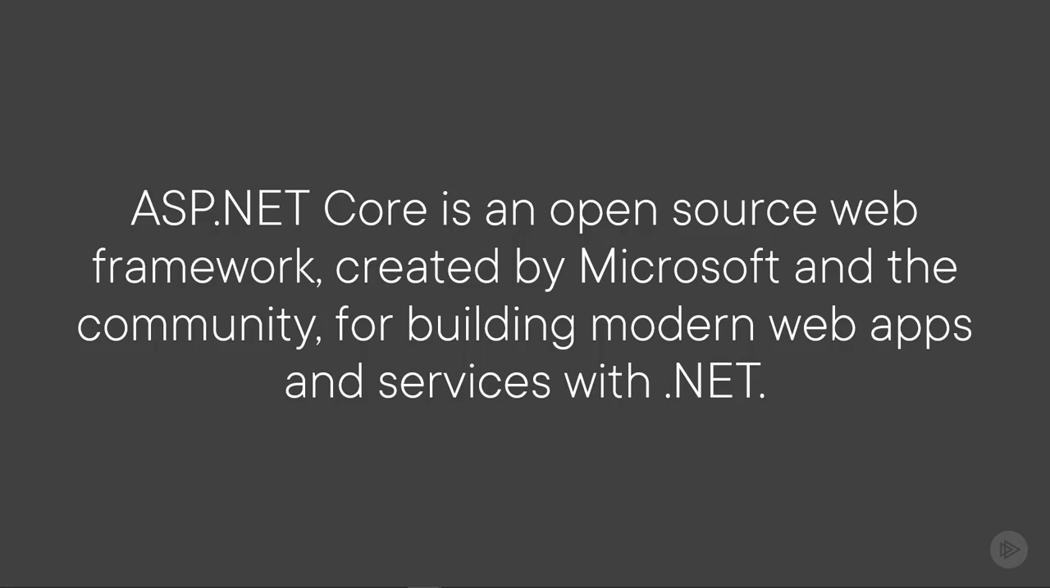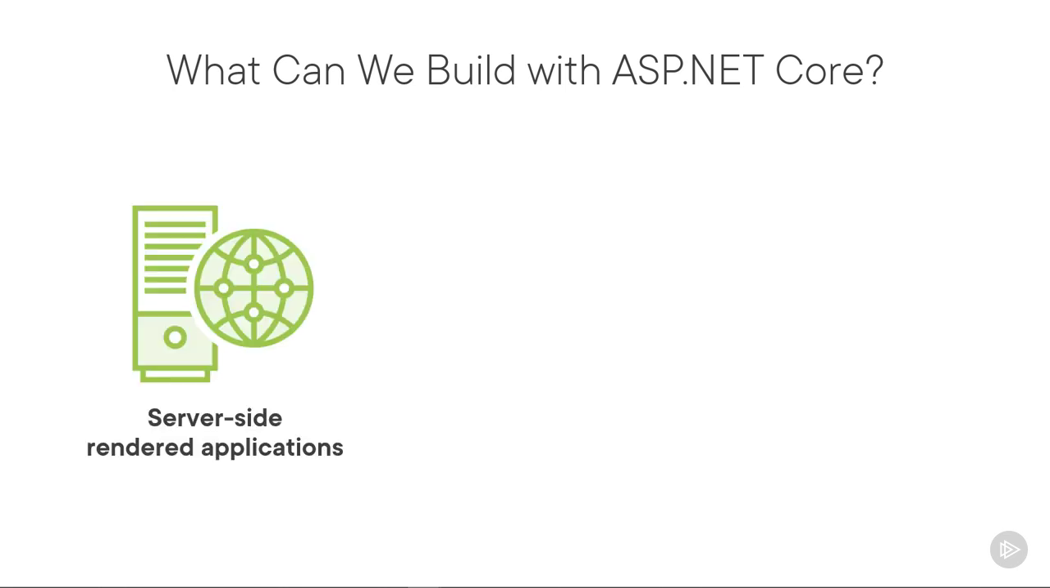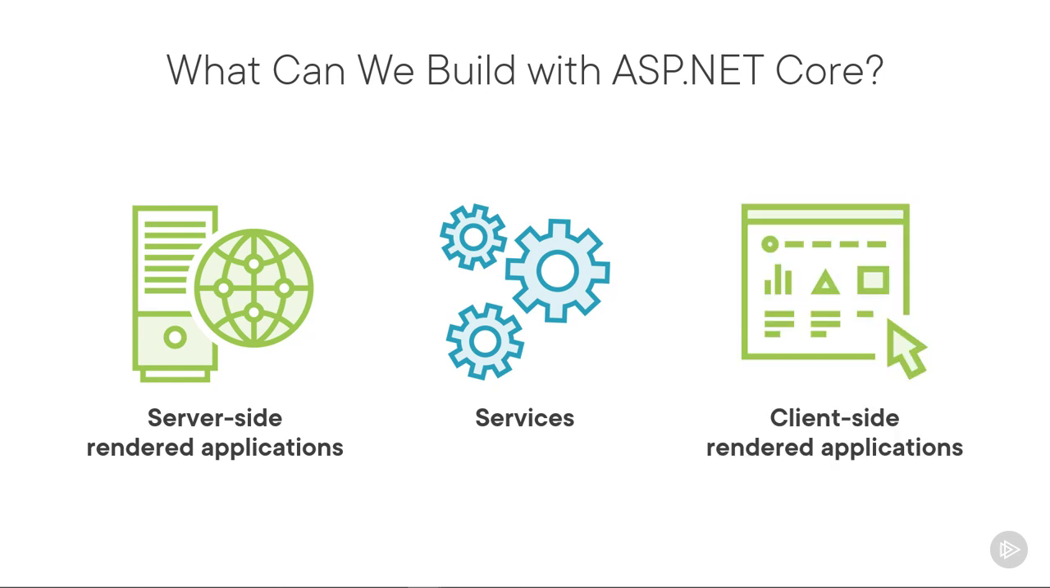As we will learn soon, ASP.NET Core is a modular framework and it exists out of many libraries that we can select to be included in our application to, let's say, enable certain features in the application. Let's dive a little deeper in what exactly we can build with ASP.NET Core. Being a web framework, we can build pretty much every type of web application with it. I tend to group these in three categories: server-side rendered applications, services, and client-side rendered applications.